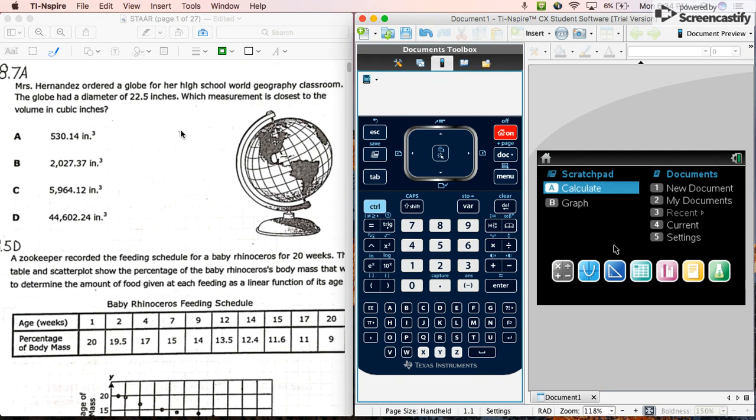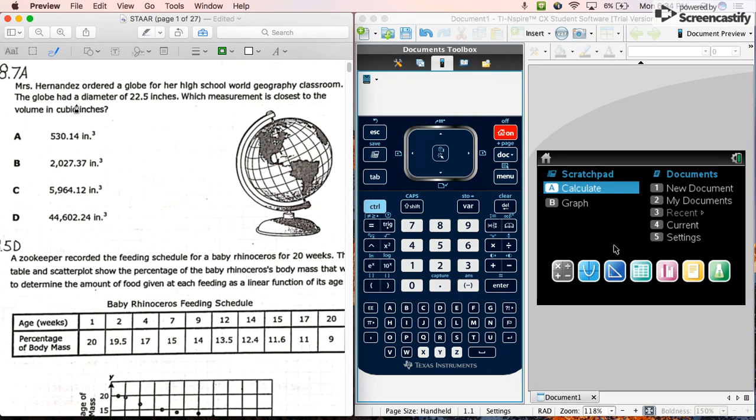After I read the problem, I like to go back and either underline or highlight what's important. I'd start with what the question is asking me for. It's asking which measurement is closest, being important because it's not going to be exact, it's going to be something close to it, to the volume in cubic inches. I highlight volume because it tells me what kind of process or equation I'm going to use to solve this problem.